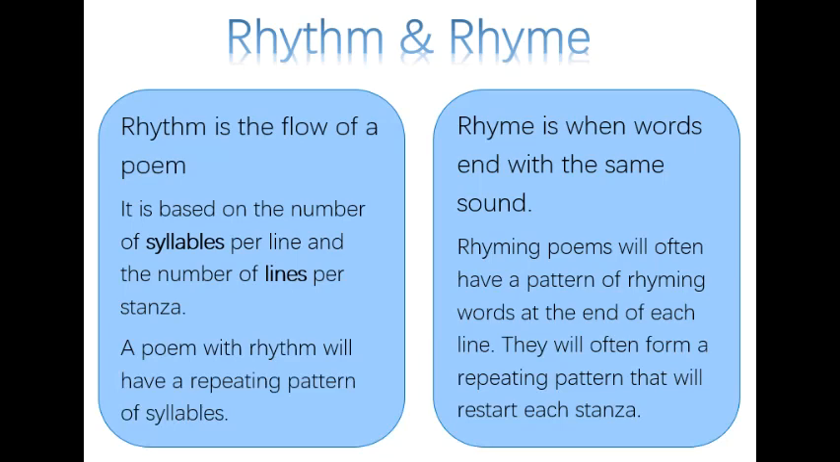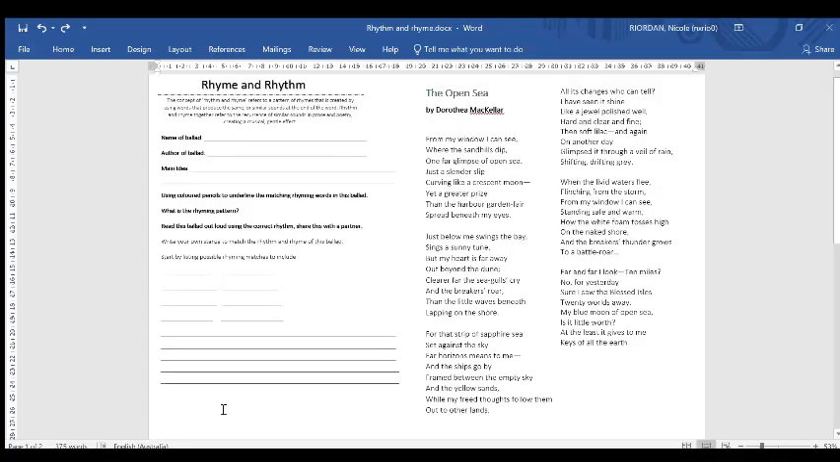Rhyme, we should already know, is when multiple words have the same sound at the end. So most rhyming poems will have a rhyming word at the end of each line to form a pattern. So the rhyming words won't come one after the other, they will come at the end of different lines. This pattern will restart and repeat each stanza. We might have already heard of different rhyming patterns like A, B, A, B, or A, B, C, B, which is where the A's would rhyme together, the B's would rhyme together, and the C would not rhyme with anything.